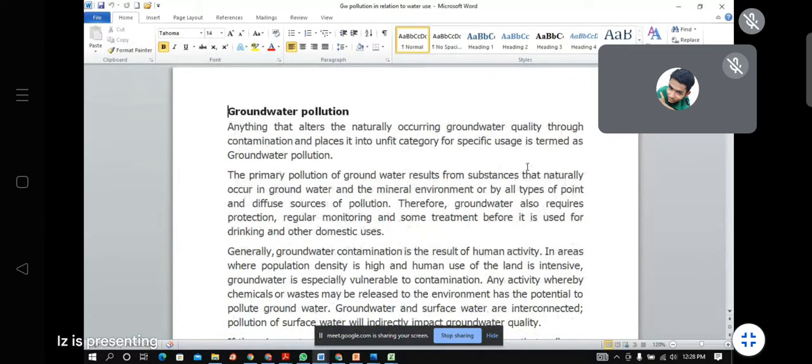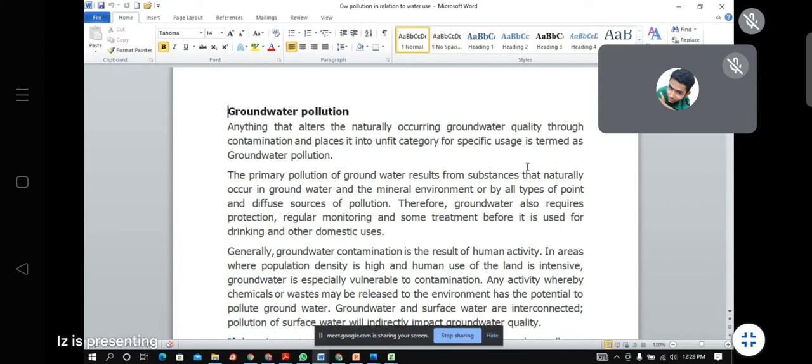Water pollution in relation to water use. So, what is groundwater pollution? We'll start with the basic definition, and it is very simple. Anything that alters the naturally occurring groundwater quality through contamination and places it into the unfit category for a specific usage is termed groundwater pollution.